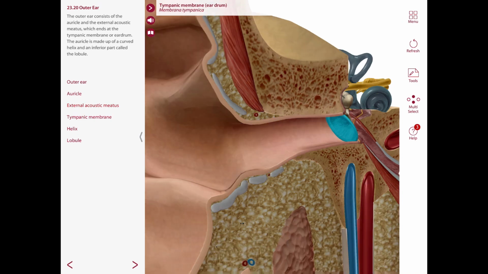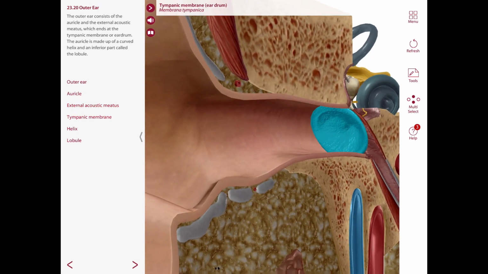And there's also the tympanic membrane, or the eardrum, which is a thin membrane of skin that separates the outer ear and middle ear, and it converts sound waves into mechanical vibrations.